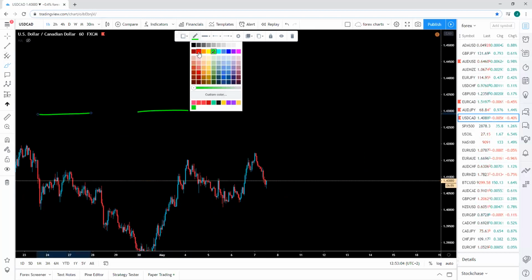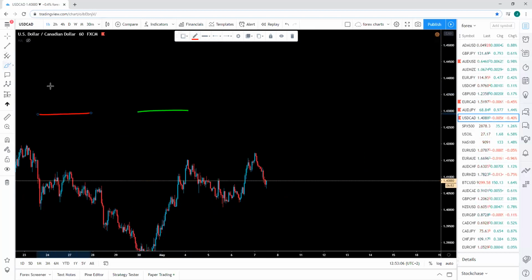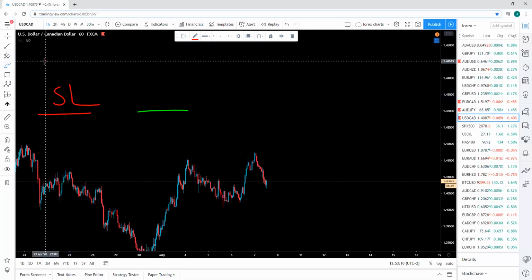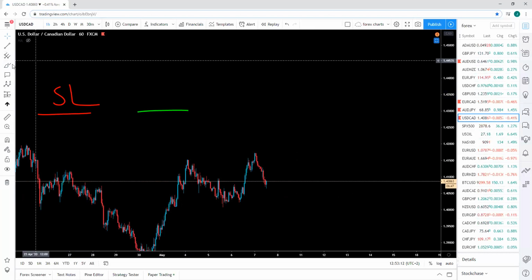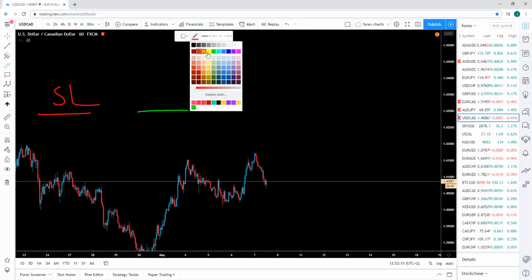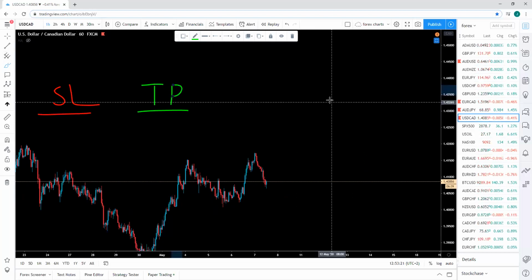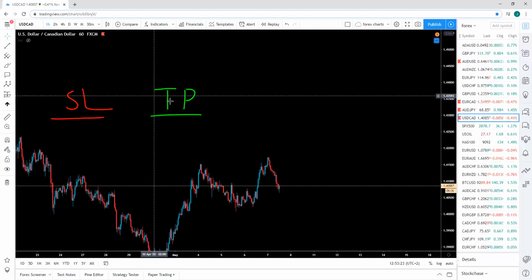This one will be red. So your stop loss goes this side, and your take profit goes to the other side. This one is green. So let's say we want to buy or sell, it doesn't matter. They always go to the same colors. So buy and sell, or the stop loss and take profit.